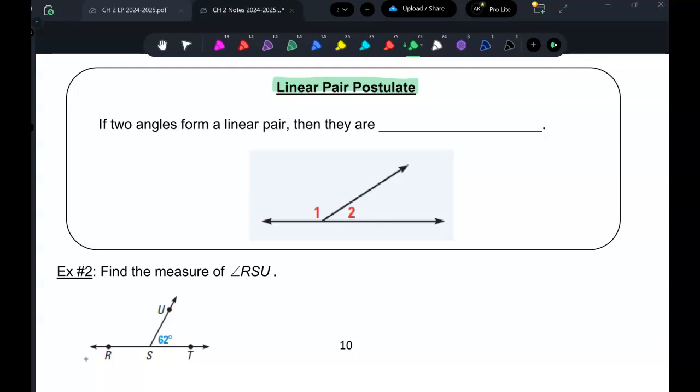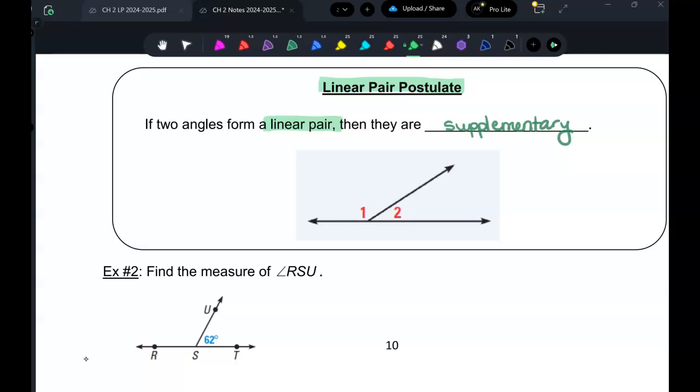180. Angles 1 and 2 would be 180. Do you remember what we call those angles when they add up to 180? Okay, here we go. Linear pairs are always supplementary. So that tells us that the measure of angle 1 plus the measure of angle 2 is always 180 degrees.